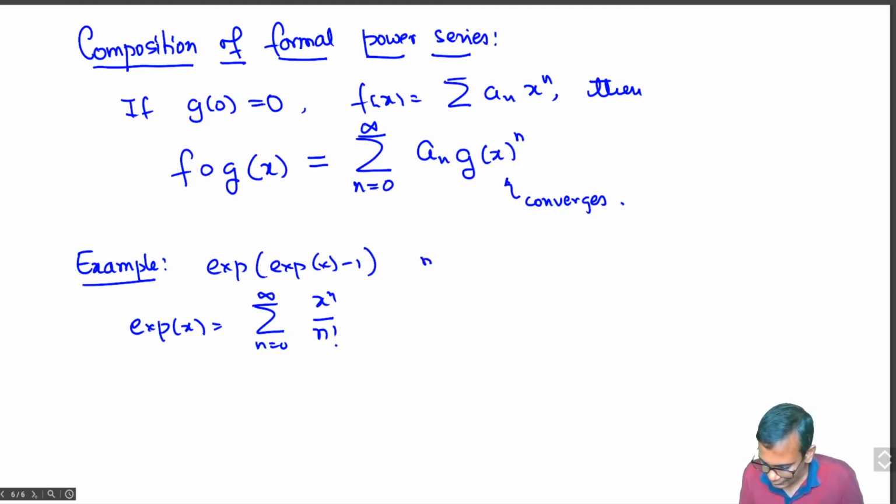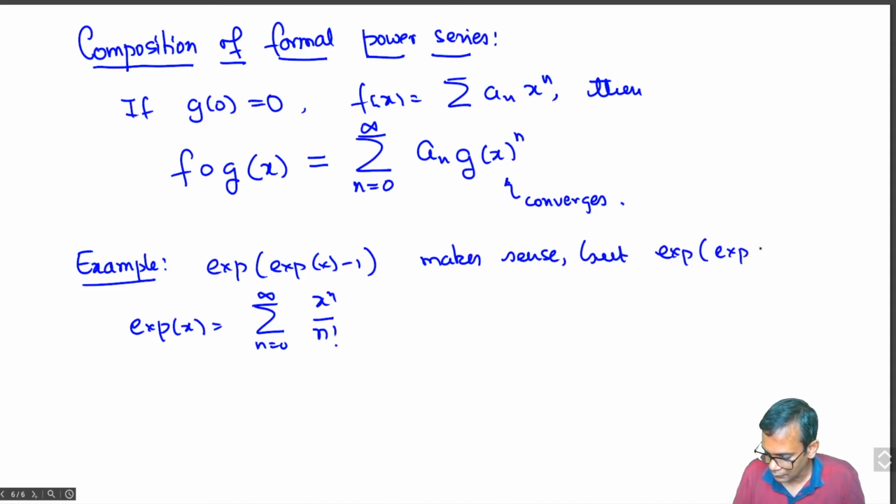So this makes sense, but this does not. If you try to write this sum with g of 0 not equal to 0, then this series will not converge, and so we do not have a formal power series that corresponds to this infinite sum. It turns out that this is the exponential generating function for the Bell numbers. We'll see this later.